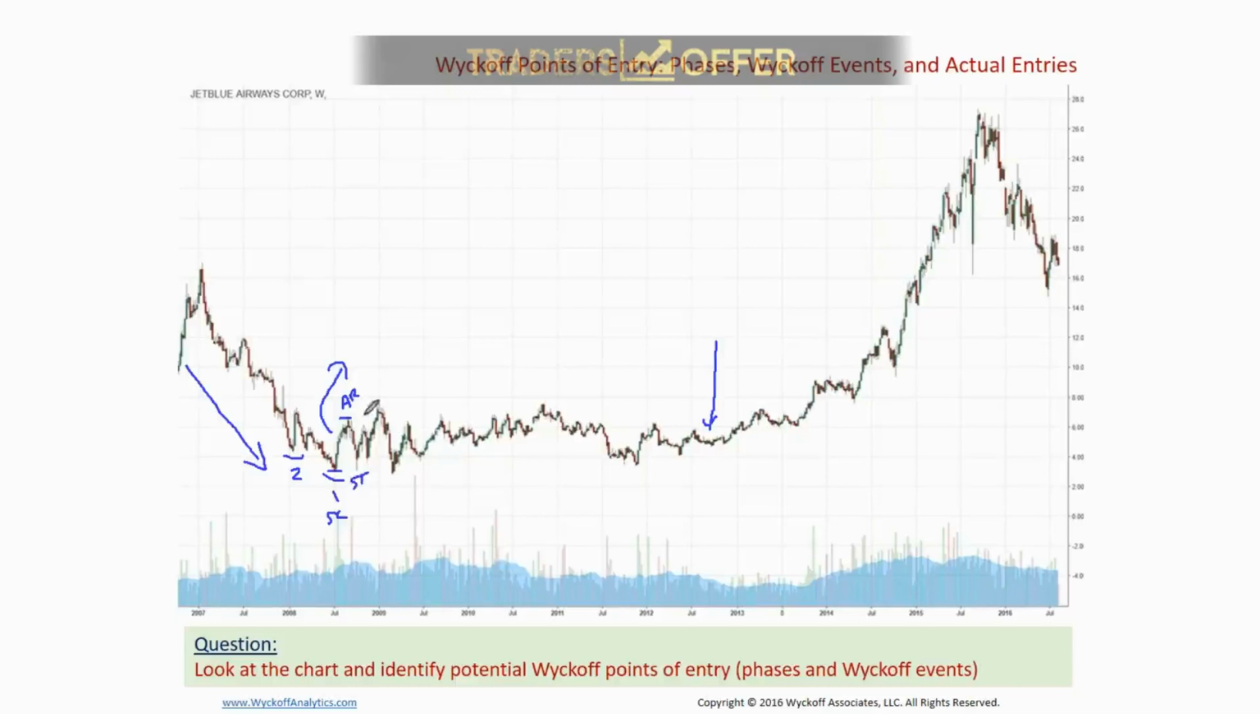Secondary test, phase A. Phase A. Can draw out support and resistance lines as well. Awesome. Okay, so let me rephrase what Aaron was saying.